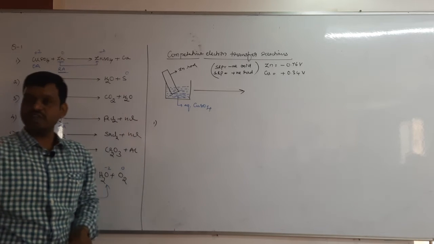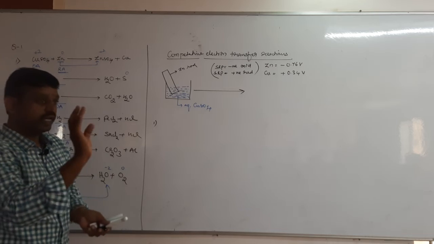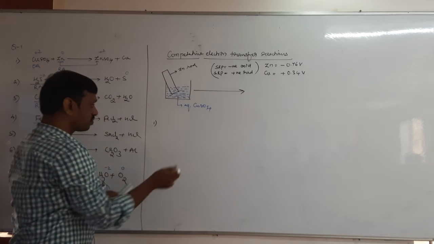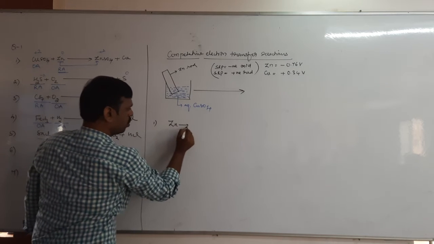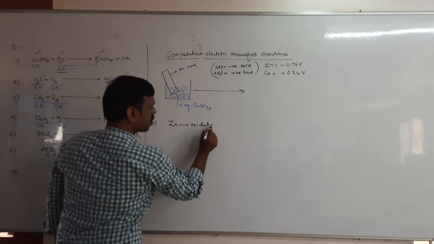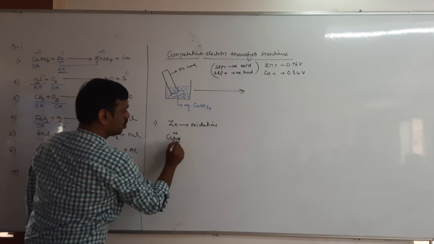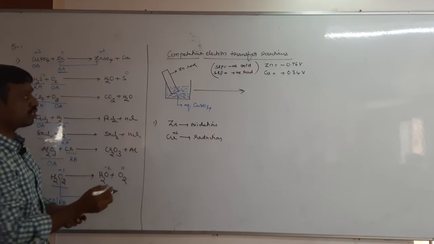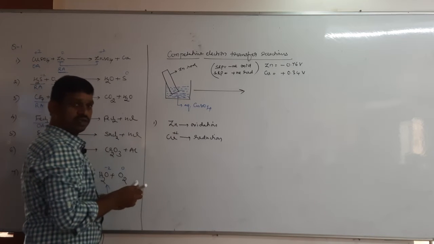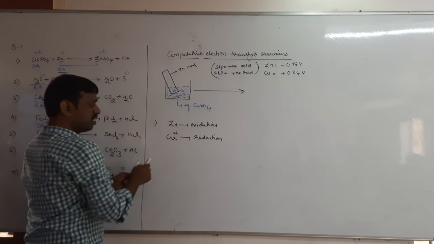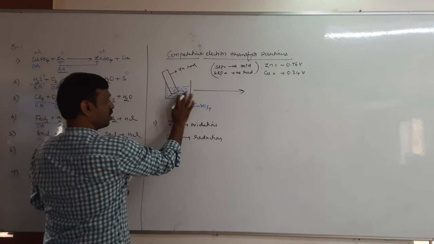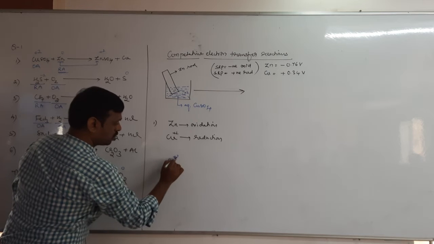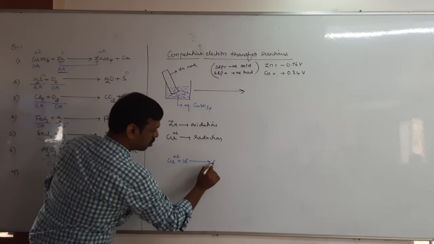We know that aqueous copper sulfate solution is blue in color. Then we also know that the zinc rod has negative SRP. Therefore zinc undergoes oxidation. Since zinc undergoes oxidation, Cu2+ obviously undergoes reduction. The Cu2+ ions present in the solution undergo reduction. How? Cu2+ plus 2 electrons convert into Cu.